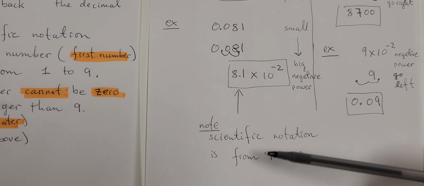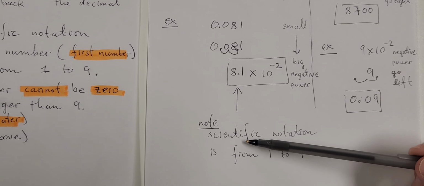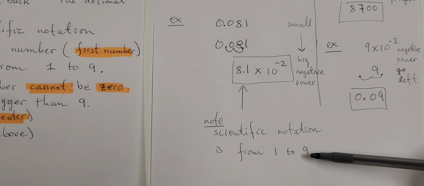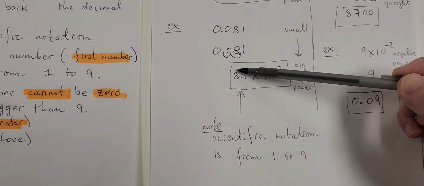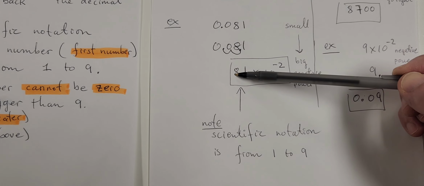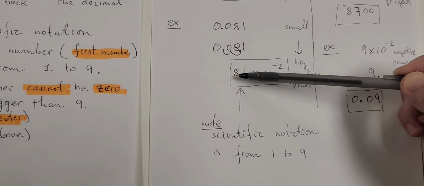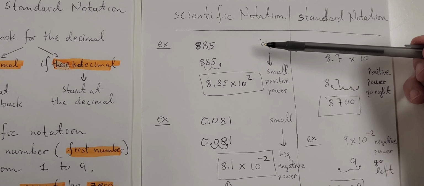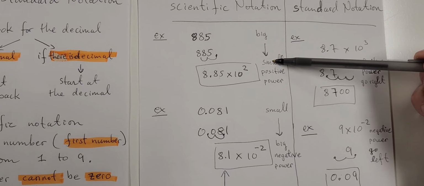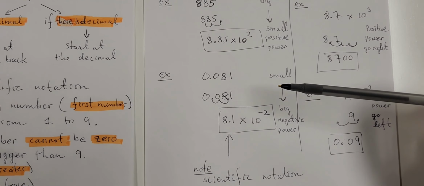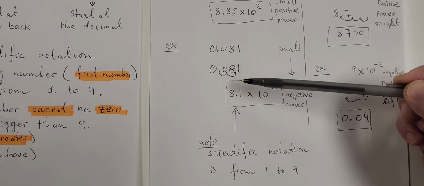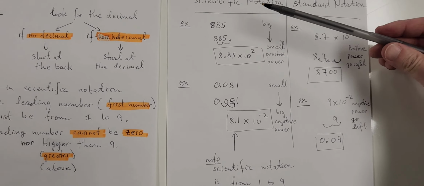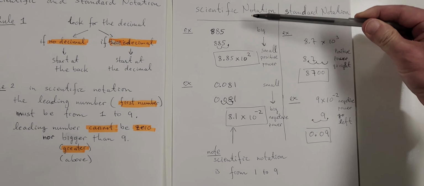Okay, I wrote again right here to remind us that in scientific notation, the first number has to be from 1 to 9. This first number cannot be 0 and cannot be bigger than 9. Just to review one more time, if we go from a big number to a small number, the power is positive. If we move from a small number to a big number, the power is negative. So this is the example for scientific notation.